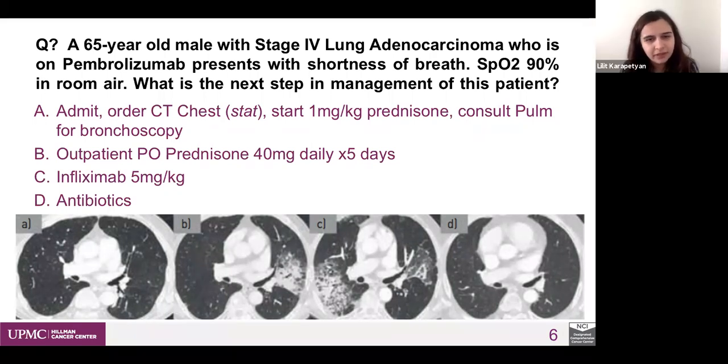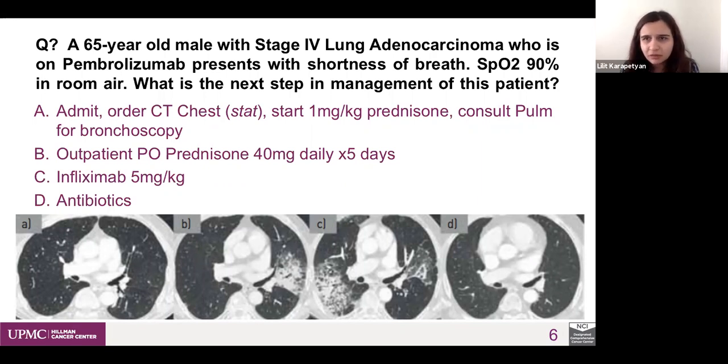Again, this is your scenario and a typical picture. Actually, I took this picture from one of the pulmonary journals. Just to highlight that you will come across these questions. Image A is when the patient started pembrolizumab, and B is after starting pembrolizumab, when the patient presents with difficulty breathing and you do the CT chest.